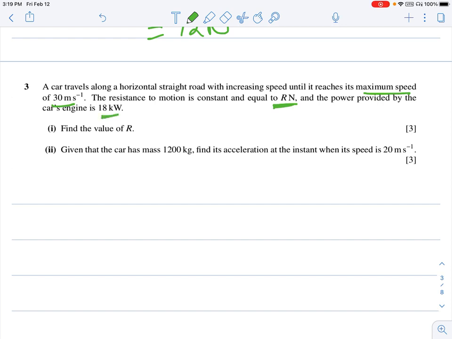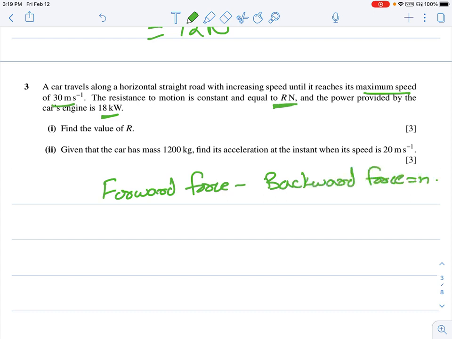Find the R. So same, forward force minus backward force is equal to ma. Forward force will be power divided by velocity, minus the backward force, resistance R, is equal to ma. So what is ma? But what is he telling us?